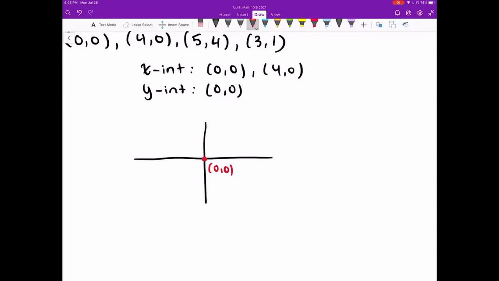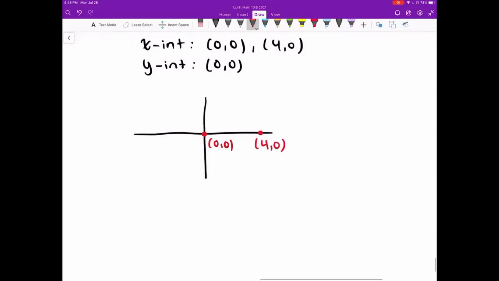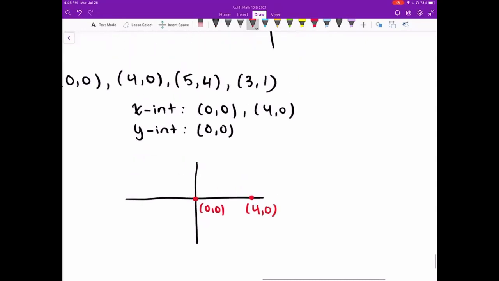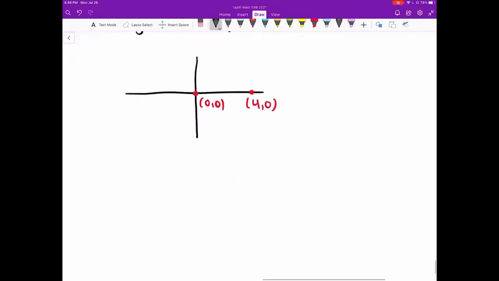And then when we see 4, 0, we have to think of the opposite. So in this case, the y is 0, so it's the x-intercept. Yeah, or you can just say they both touch the x-axis. Yeah, that also works. Okay, do you want to move on? Yeah, we should move on.